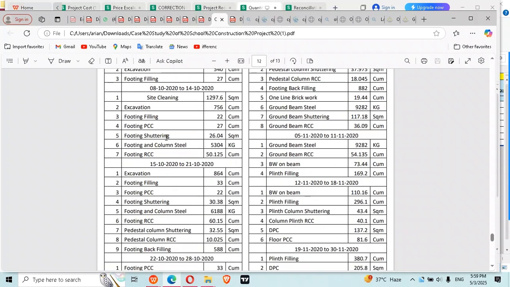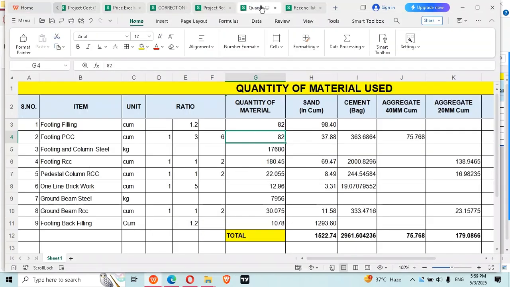If a quantity is not repeated, you can write only one value. So it is very important. We just took all the quantities of these items from the report, as I showed you. Well, now I am coming to the ratio.